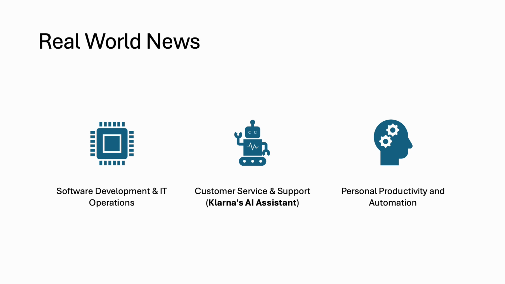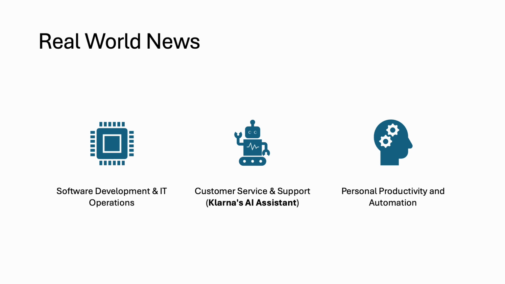Next one is customer service and support. Klarna AI Assistant. This is one of the most mature and impactful areas of agents in business. Klarna, the massive buy now pay later company, announced in early 2024 that its AI Assistant is now handling the majority of customer service chats. They report it's doing the equivalent work of 700 full-time human agents. This is not just a simple FAQ chatbot. This agent can access customer order history, process requests for refunds and returns, and even update shipping information.